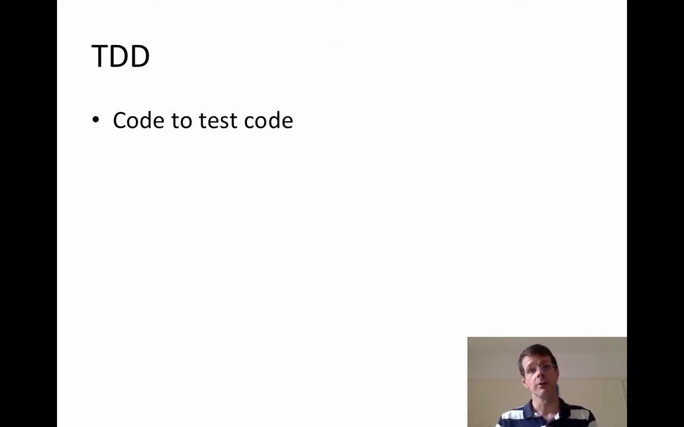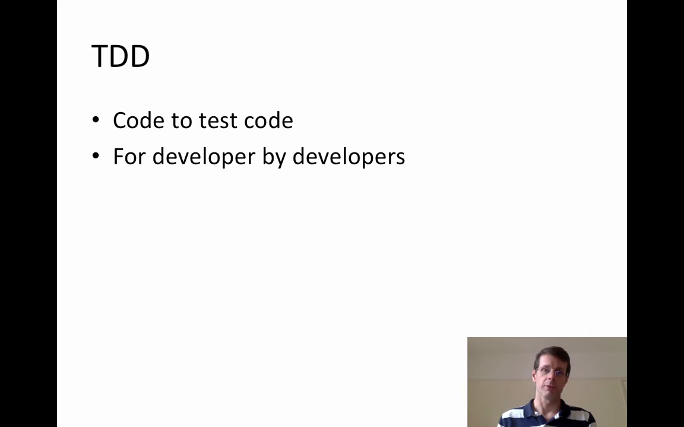Test-driven development is writing code to test code. If you're writing in Java, your test code's probably in Java. If you're writing in Python, your test code's probably in Python. If you're writing in JavaScript, your test code's most likely to be in JavaScript. It's for developers, for developers. It's for developers for themselves. It's for their fellow developers, for the developers who come after them.